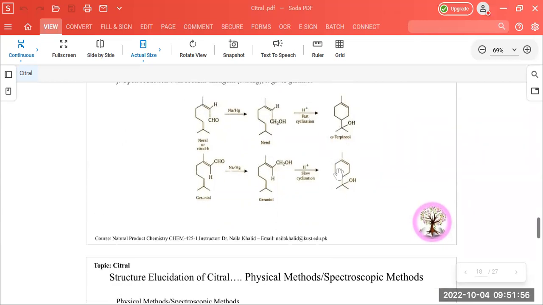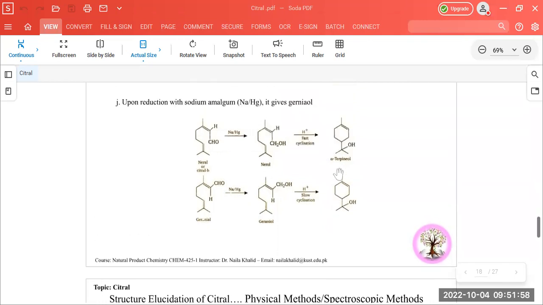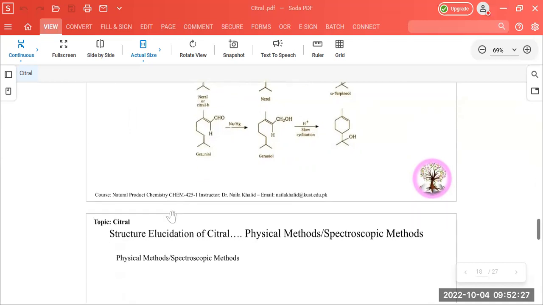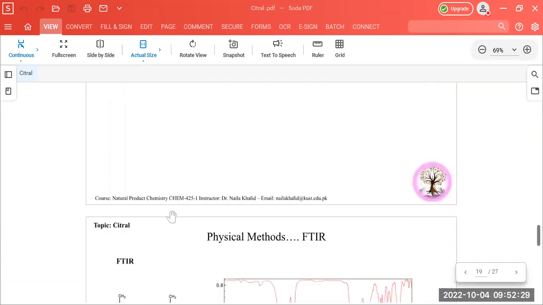So you can say that the chemical methods show that there is an alpha beta unsaturated aldehyde, and that one of the double bonds is isolated and may be disubstituted, because of the oxidation products with ozonolysis and potassium permanganate. So we come to know that the two isoprene units are joined together by head to tail connection. So that is the possible structure of citral. This was further confirmed by spectroscopic methods.